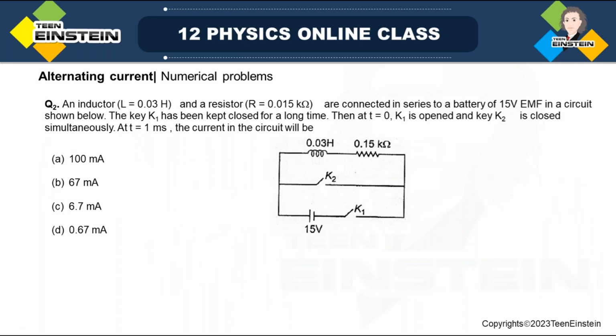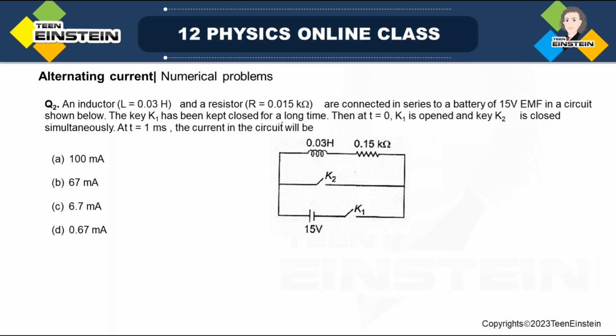So the next question, you look here at the figure as well as the statement. An inductor L is equal to 0.03 Henry. So this inductance is given, and then a resistor of resistance 0.015 kilo ohm are connected in series. That means this is actually an LR circuit, connected in series to a battery of 15 volt EMF in a circuit shown below.